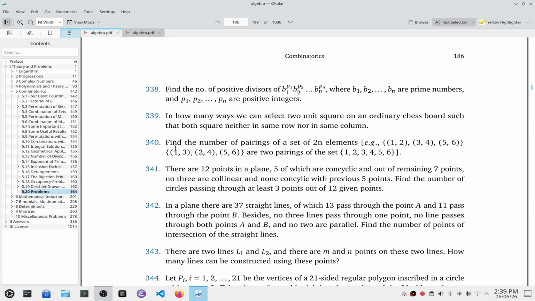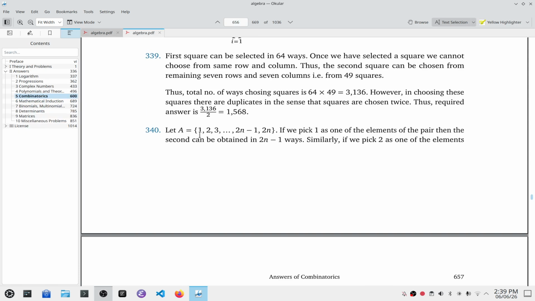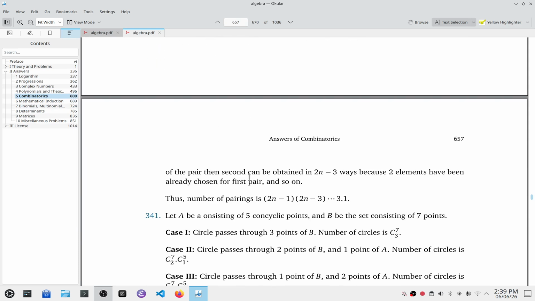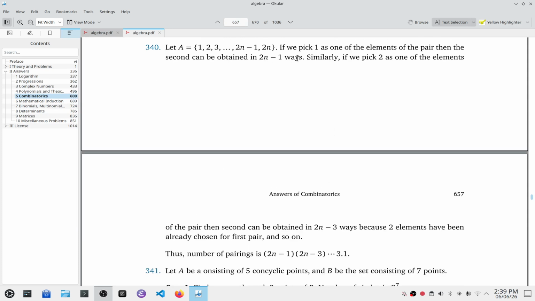Now we come to the end of the last question of this set. Find the number of pairings of a set of 2n elements. Example: 1, 2, 3, 4, 5, 6 and 1, 3, 2, 4, 5, 6 are two pairings of the set 1, 2, 3, 4, 5, 6. So we let A be equal to 1 through 2n. If we pick 1 as one of the elements of the pair, then the second can be obtained in 2n minus 1 ways. Similarly, if we pick 2 as one of the elements, then the second can be obtained in 2n minus 3 ways.